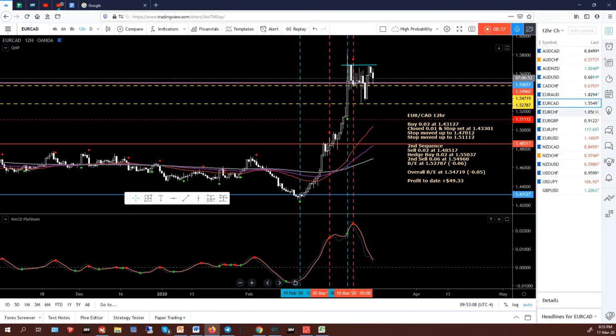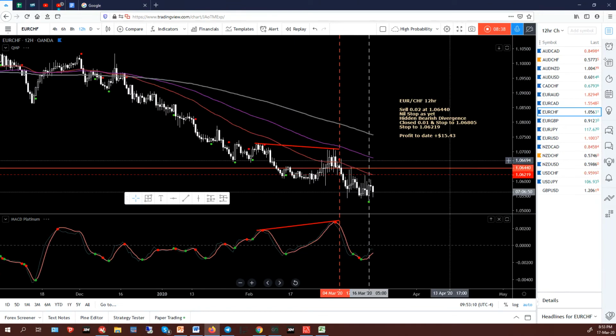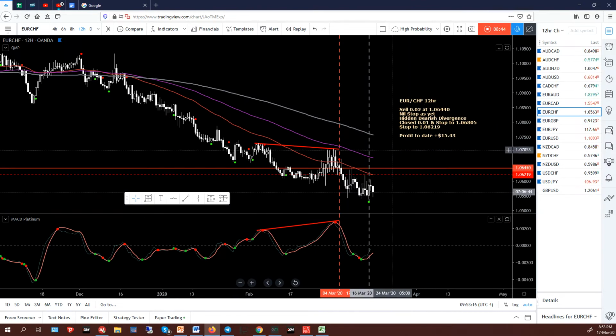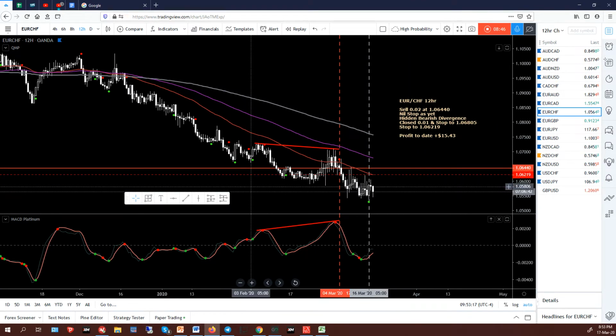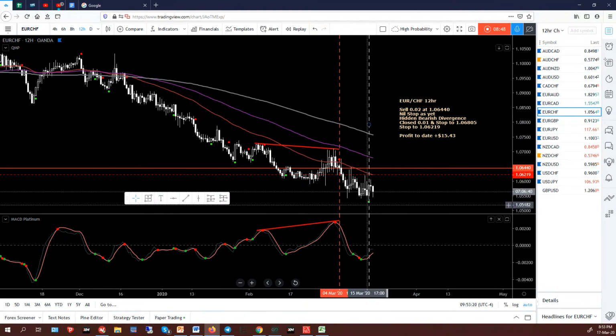Right, moving right along. Euro Swiss in a sell here. I've just closed. You can read it. Move my stop down. It's not a fast move of this pair. It's probably going to be getting replaced with another pair. I just don't like it.